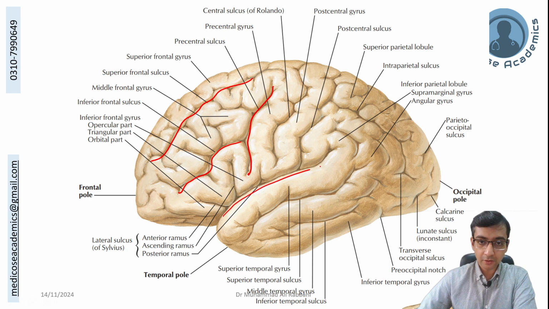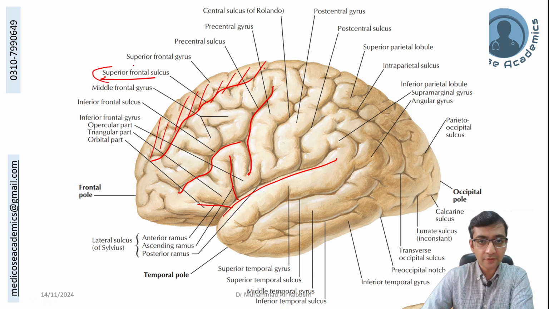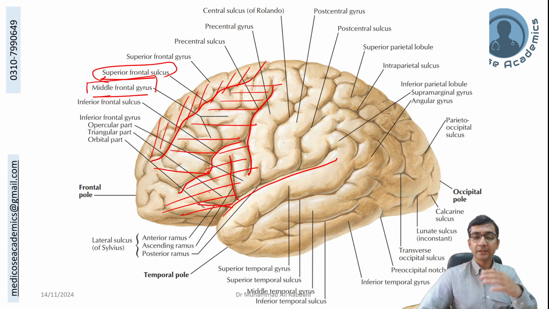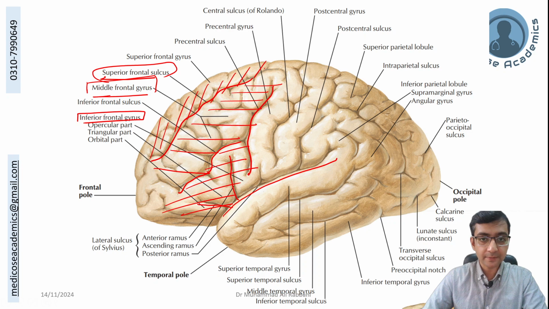Here you have already seen the posterior, ascending and anterior rami. The area above the superior frontal sulcus is called the superior frontal gyrus. The area between the superior and inferior frontal sulci is the middle frontal gyrus, and the area below the inferior frontal sulcus and above the lateral sulcus is the inferior frontal gyrus.